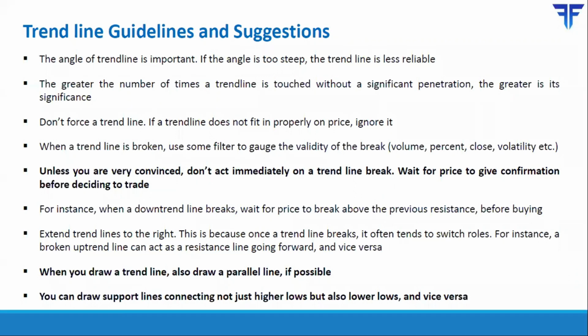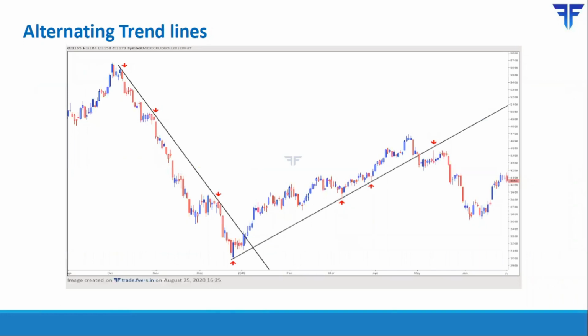So these are some of the important things that I had to say about trend line. Now here is a chart that shows alternating trend lines. So this is the first trend line. This is the downward sloping trend line or downtrend line connecting these two swing highs. It acted as a resistance over here, but it eventually broke over here and price started heading higher.